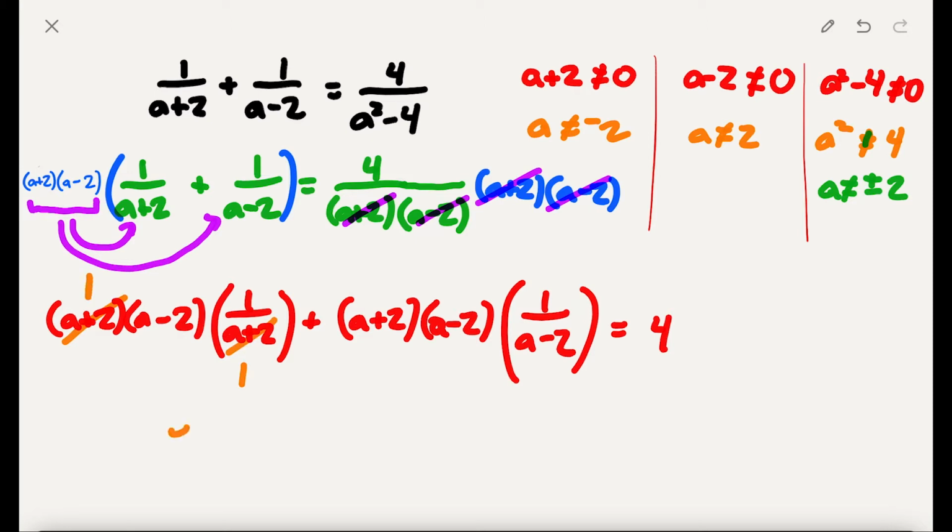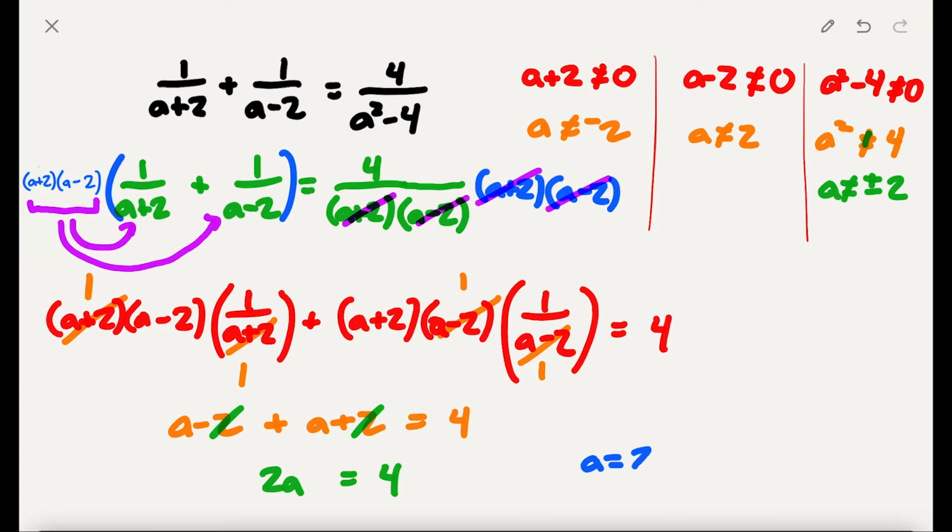From here, I'm going to cancel out the a plus 2 and the a plus 2. So you're going to be left with a minus 1 over here. Here, we're going to cancel out the a minus 2, and you're going to be left with just a plus 2 here is equal to 4. Now from here, I'm going to combine the a's, so you end up with 2a. The negative 2 and positive 2 cancel, so you're left with 2a is equal to 4. And if you solve that out, you end up with a equals 2.